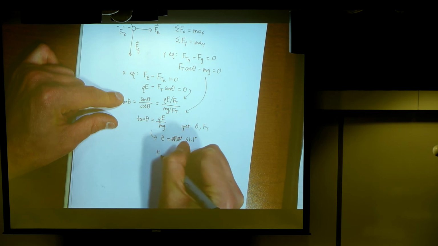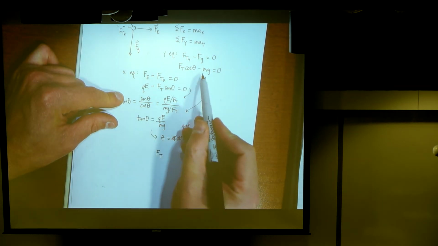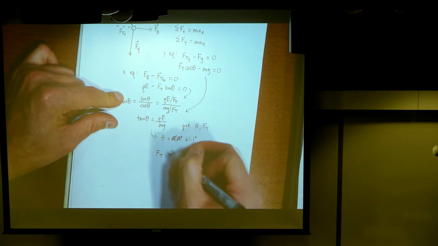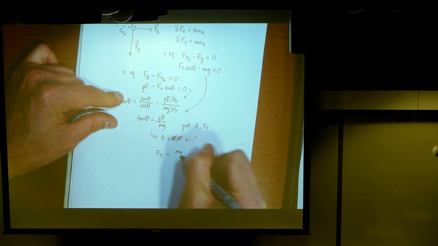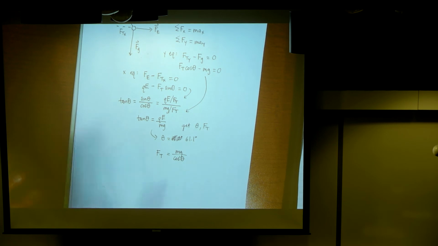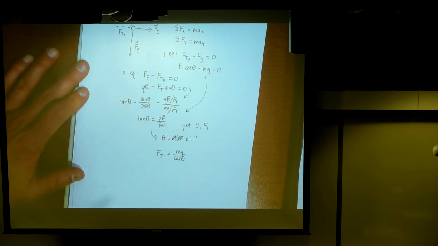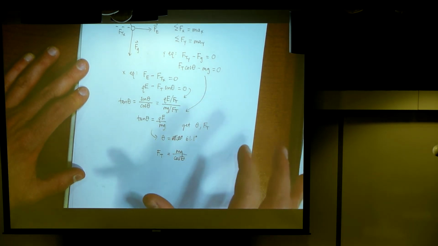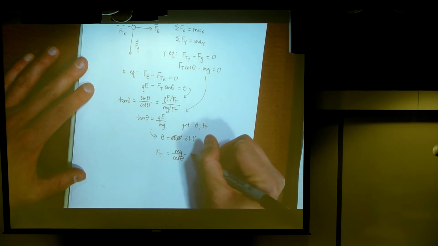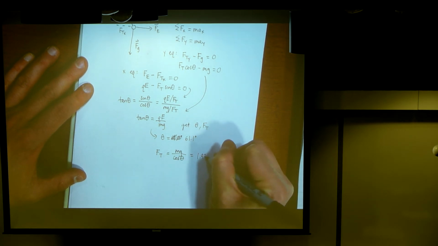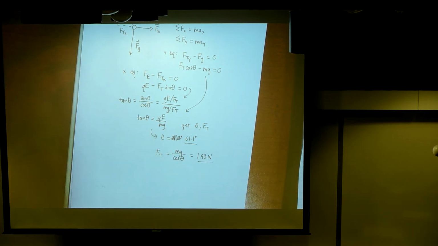Or just symbolically, if I solve for ft, mg over cosine theta. And now that you know what theta is, you can plug the numbers into this formula and you'll get out ft. Does anyone have that number yet? 1.93. That gives you 1.93 newtons. Okay, so I skipped over some of the plug and chug steps, but I'm sure you can figure that out. Make sense? All right.